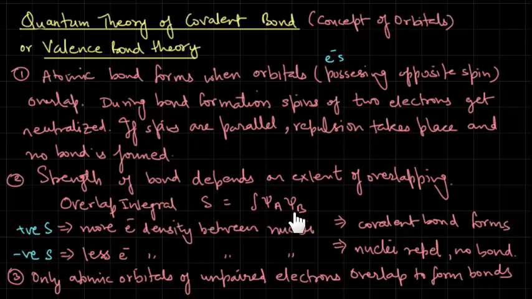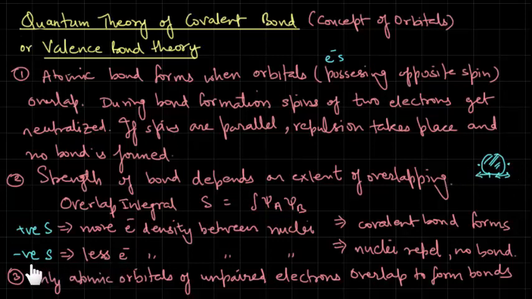So if this integral is positive, that means there is more electron density between the nuclei and a covalent bond forms. If these are the two nuclei and this integral is positive, electron density is more between the two nuclei. So this attraction and this attraction between the nuclei and the electron cloud will keep the whole bond strong.